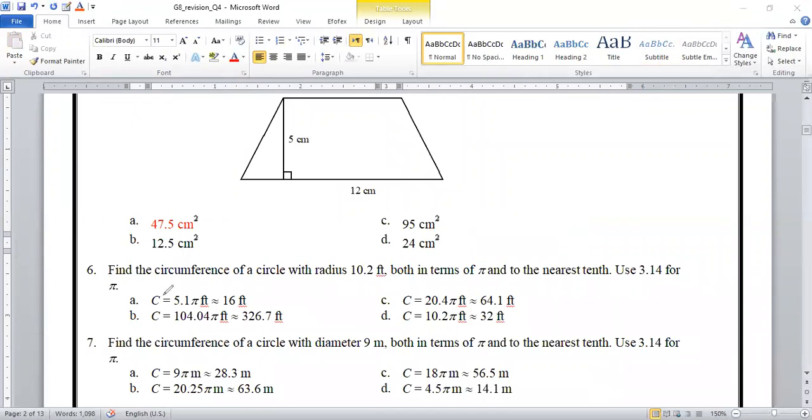Number 6, find the circumference of a circle with radius 10.2, both in terms of pi and to the nearest tenth using 3.14. The circumference of any circle equals 2 pi r, 2 times pi times r. The radius is 10.2.